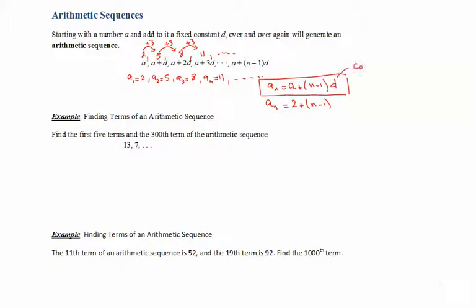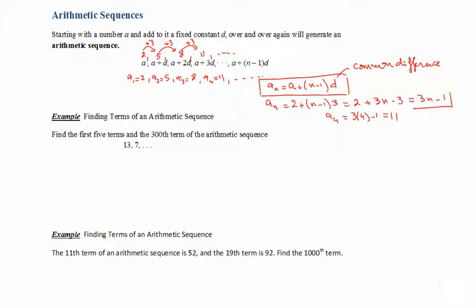This d is called the common difference. In our case, the common difference is 3. So here we have 2 plus 3n minus 3, and in other words, I could write it as 3n minus 1. As you see, A4 is 3 times 4 minus 1, which is 11. And A3 is 3 times 3, which is 9, minus 1 is 8, and so on. So we find the general form, or the nth term, of the arithmetic sequence.